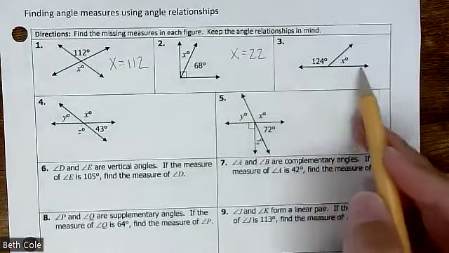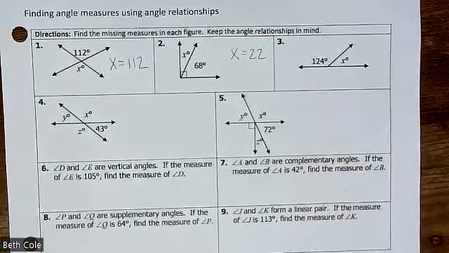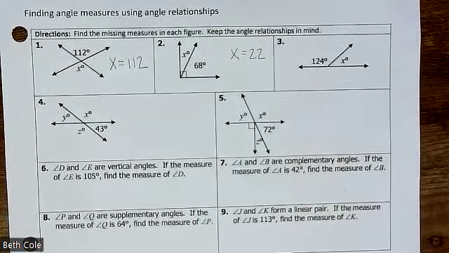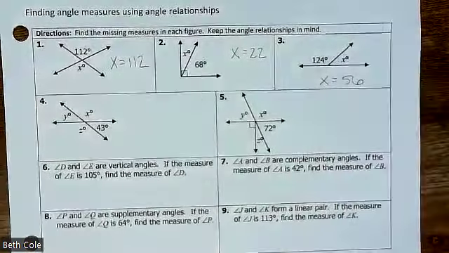All right, this one is a straight line. How much is a straight line worth? 180. So if I do 180 minus 124, 56. Good. It's not very hard.